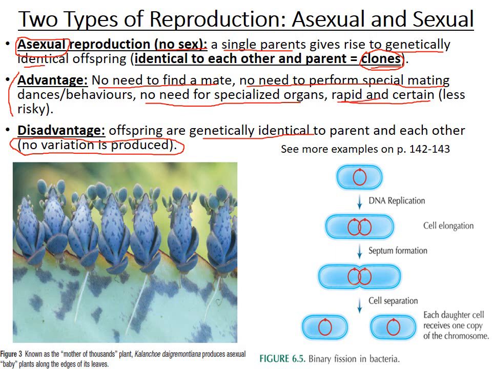Everything's kind of boring. So there are many plants that will do asexual reproduction. I want you to take a look at the different examples of asexual reproduction in your textbook. That would be good to maybe write down and add on to your notes.